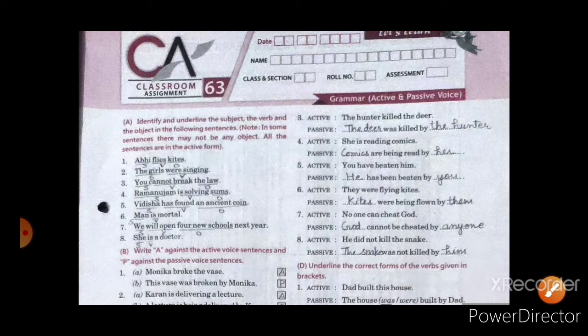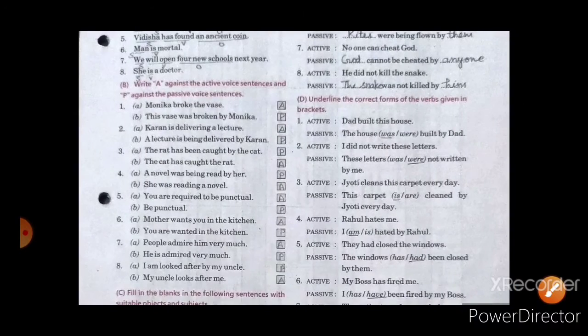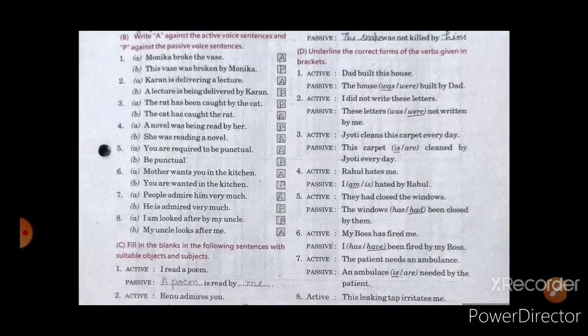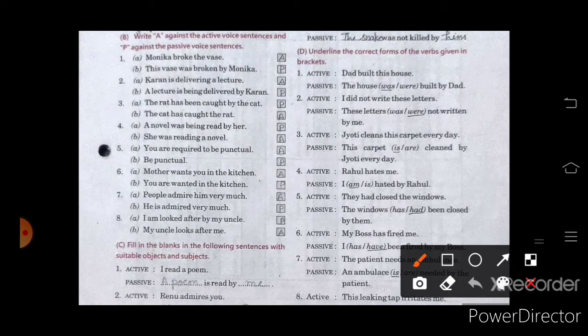Now move to the B exercise. In this exercise, we have to write A against active voice and P against passive voice. In this first sentence, Monica broke the vase. That's our active voice. In the passive voice, by is written here. So and also verb third form is used here. That's why that's our passive voice.